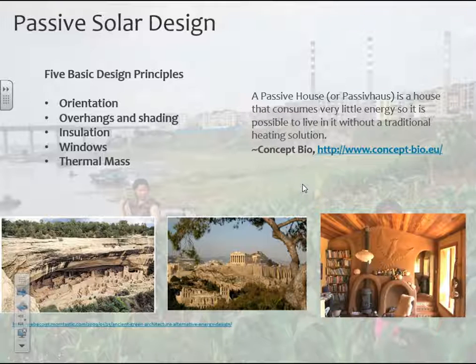Okay, so a passive house is this concept. It combines very little energy, so it's possible to live in without a traditional heating solution. There's a couple of different definitions of this. Okay, so let's look at another example of a really cool passive house that I wanted to show you.